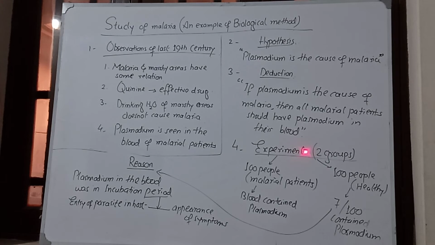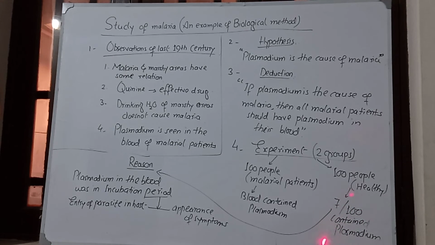done on two groups of people, and each group contained 100 people. One group consisted of 100 people who were malarial patients, and the other group was composed of 100 people who were healthy. What the scientists observed was that all 100 malarial patients contained plasmodium in their blood, while of the other 100 healthy people, only 7 out of 100 contained the plasmodium.